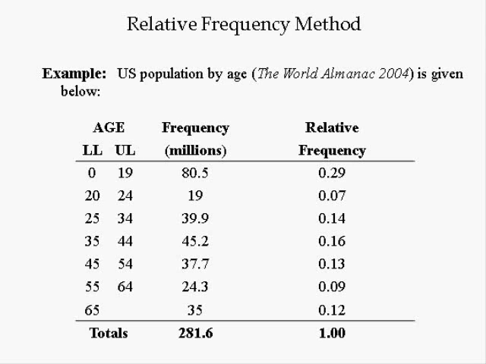In regards to the first relative frequency, when interpreting it as a probability, you would say the probability that a randomly chosen American is 19 years of age or younger equals 0.29.